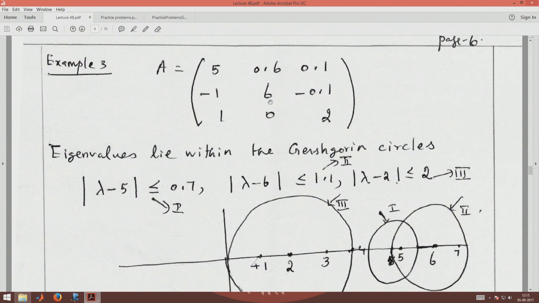Then modulus of lambda minus 6, which is this, is less than or equal to the sum of the absolute values of the other two entries, that is 1.1. And finally, modulus of lambda minus 2 is less than or equal to 1 plus 0, and therefore the Gershgorin's circles are given by these.